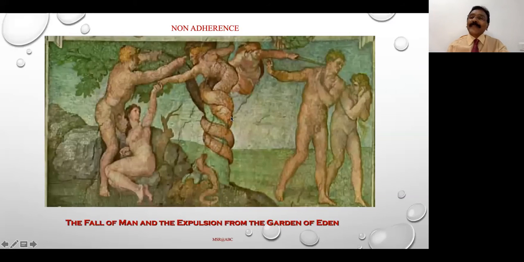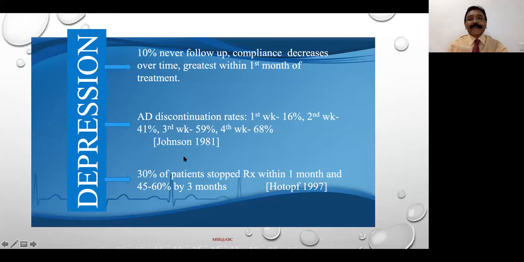If somebody asks me, non-adherence is in human genes. Adam and Eve were told not to touch the apple. They did not adhere to that, and then came the fall of man and the expulsion from the Garden of Eden. That's because of non-adherence to what God told them: don't touch the apple. They did not adhere to that. I think this is the first example of non-adherence.